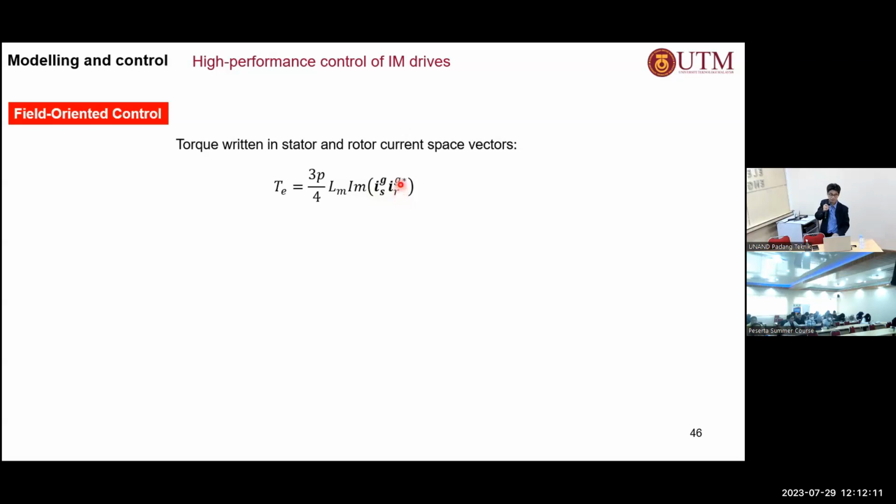G there is a general reference frame, which can be any frames which is rotating synchronously, both with the same speed of stator and the rotor. All right. P is the number of poles. LM is the magnetizing inductance, and IM there stands for the imaginary part of that multiplications of the two vectors. All right. And the star there stands for the conjugate of the vector.